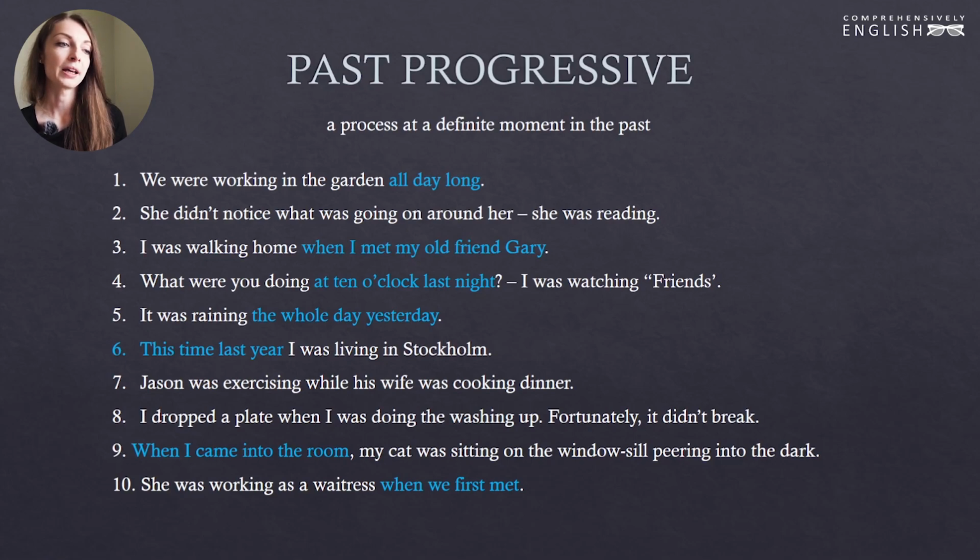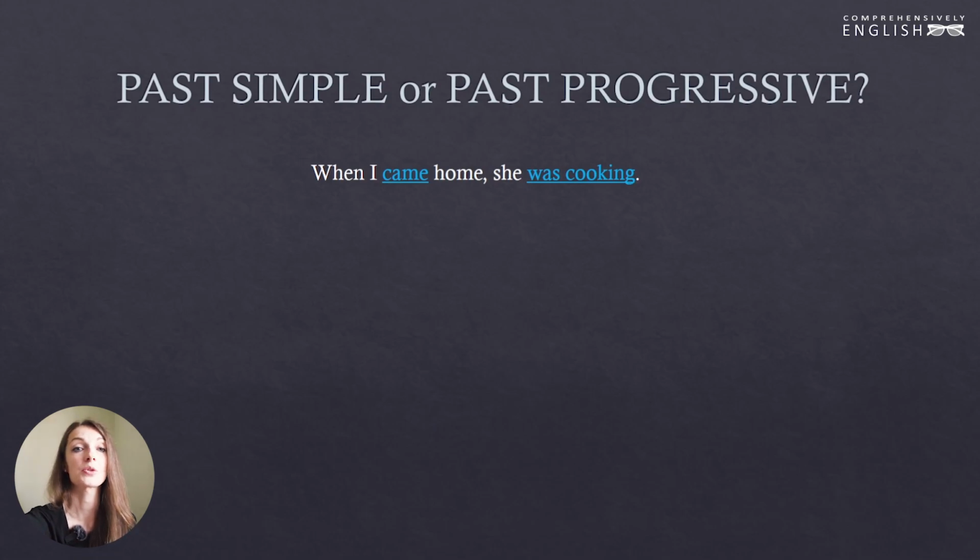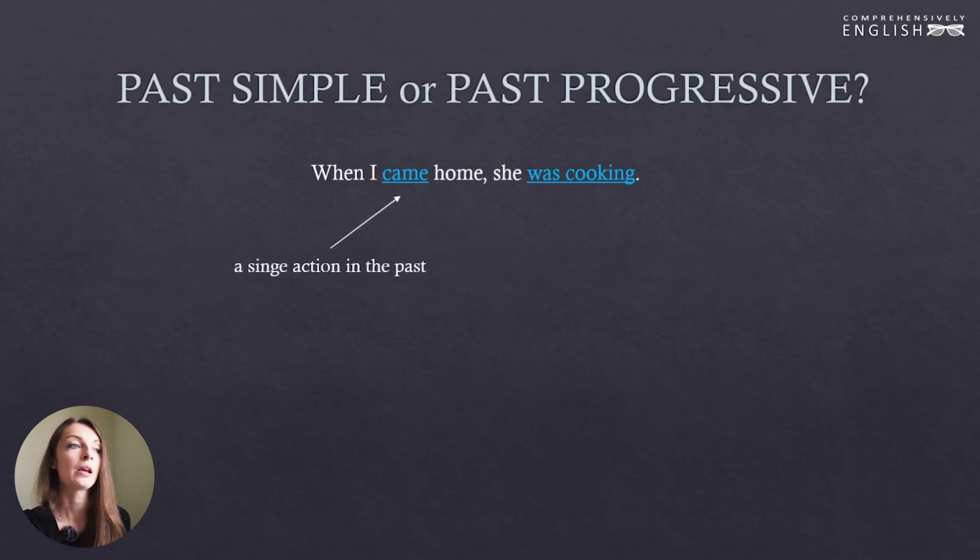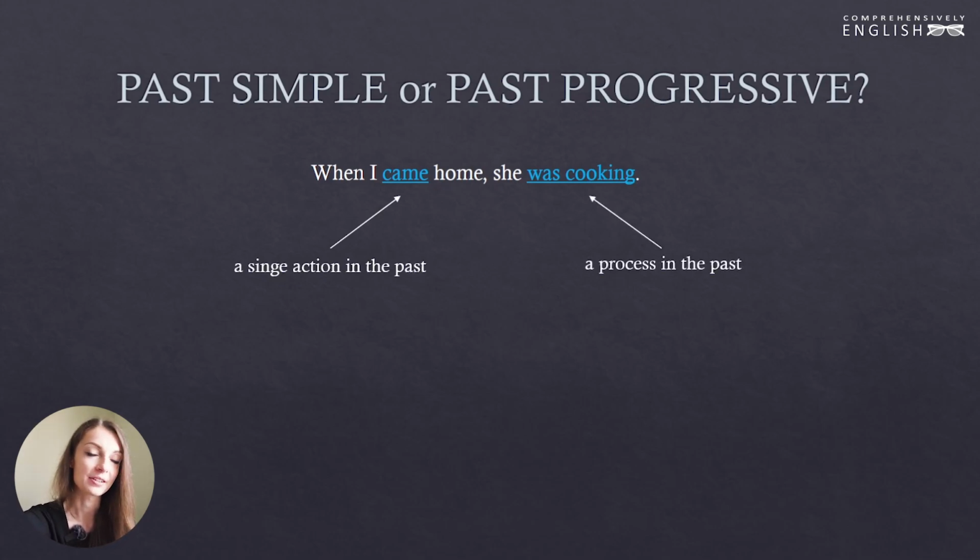When I came into the room, my cat was sitting on the windowsill peering into the dark. When I came into the room is a particular moment in the past at which my cat was sitting peering into the dark. She was working as a waitress when we first met. The same. When we first met is a particular moment in the past. Let's compare the past simple tense with the past progressive tense. When I came home, she was cooking. When I came home is a single action in the past that happened at a particular moment in the past. She was cooking, a process in the past.